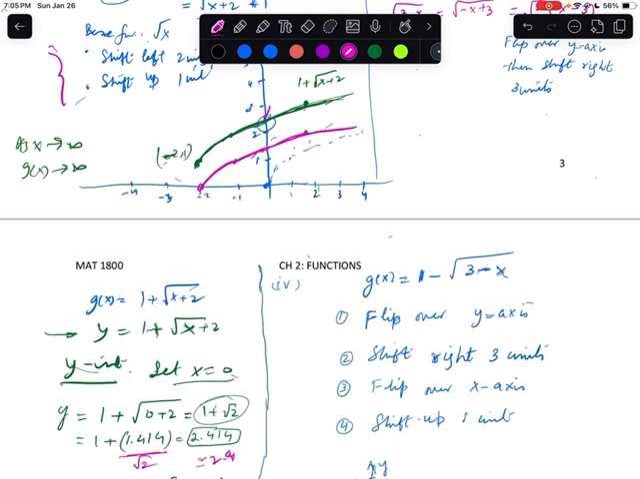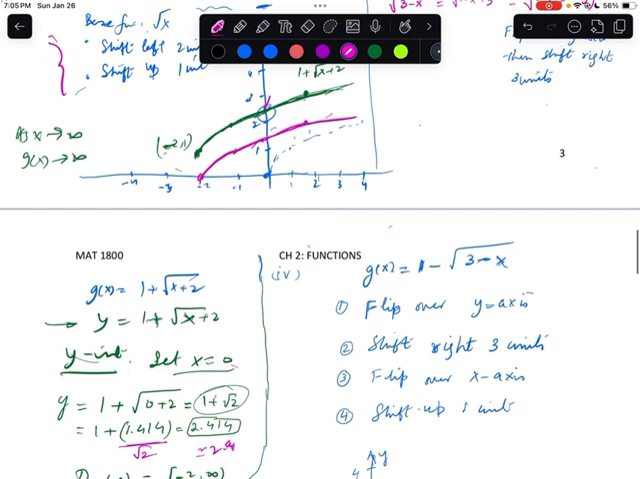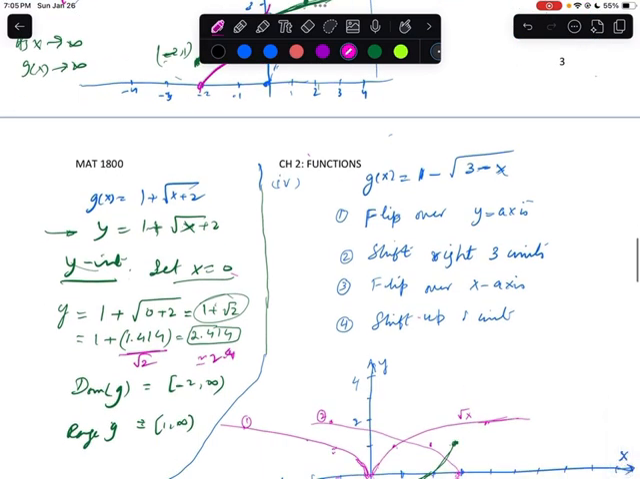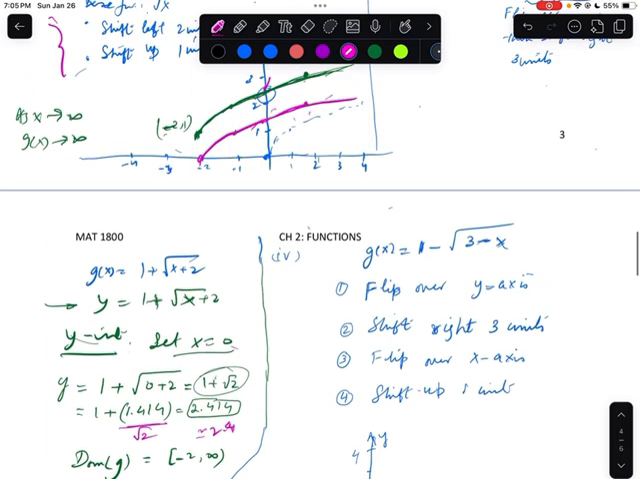Now your question could also be to write down the domain of the function. From the graph, you can see it's starting at x equal to -2 and going up to infinity. So you can say that the domain is -2 to infinity. And the range, again from the point up, will be 1 to infinity.